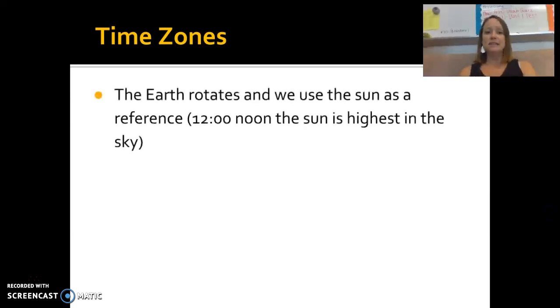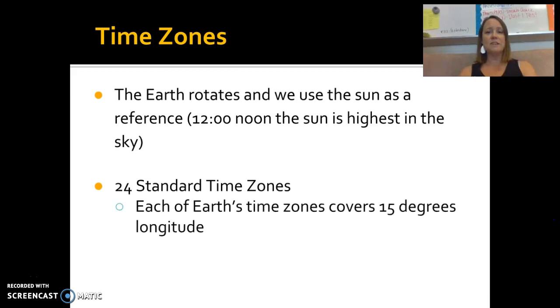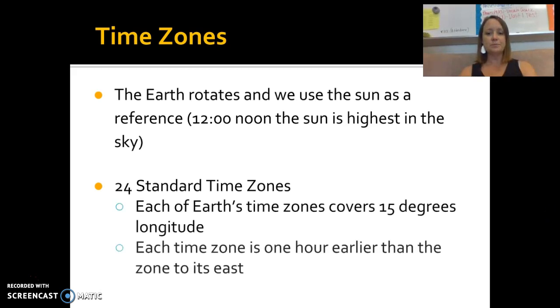All right, so looking at time zones. Because the Earth rotates, that's what determines day or night. So it takes 24 hours for the Earth to rotate on its axis. When the sun is directly overhead, like if you go outside and look straight up in the sky, 12 noon is when the sun is at its highest point. It takes 24 hours to rotate on our axis, so we have divided the Earth into 24 time zones. So if the Earth is 360 degrees, divide that by 24 time zones. Each time zone is about 15 degrees of longitude.